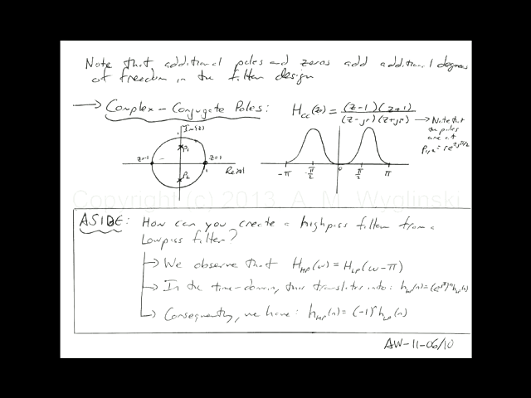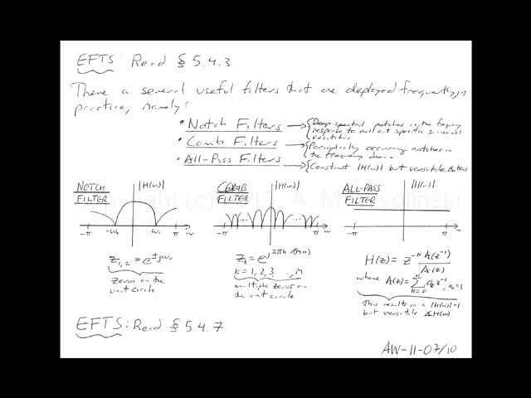Euler relation, right? It's cosine plus j sine. And what ends up happening is, you essentially have a plus or minus 1, depending on what n is equal to. Beautiful. So that's a quick way of making a high-pass filter from a low-pass filter. All right, so I talked about this.